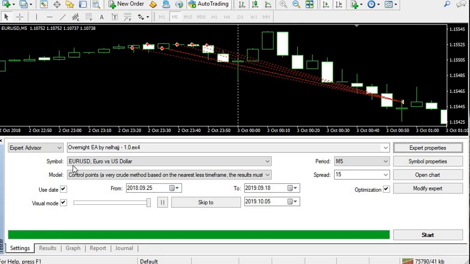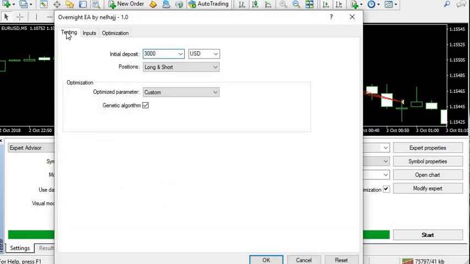Let's suppose you want to optimize the EA on EURUSD like I'm doing here. So we click on expert properties and go to the testing tab here, and you set the optimized parameter to custom. This makes sure you maximize the number here. If you choose balance, the optimization will try to find the best result, which gives you the higher balance. But we're not looking for a higher balance, we're looking for a consistent result. So that's where my ratio comes in.